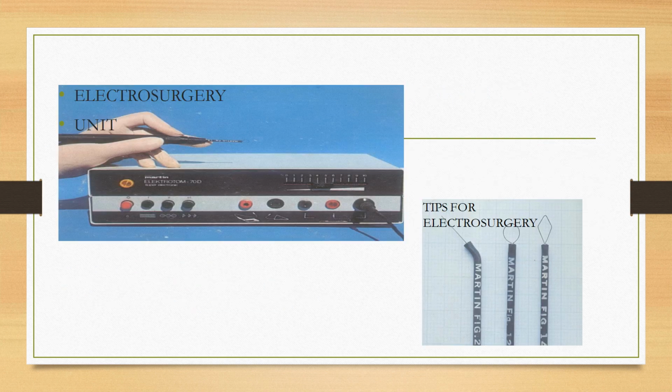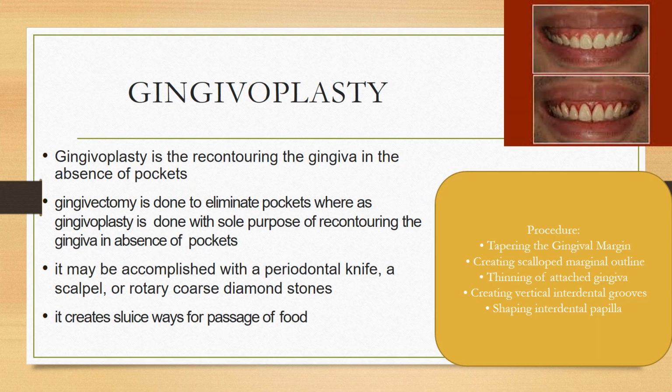So this is the electrosurgery unit, and these are the various loops for electrosurgery. There are tips for the loop, the incision blade, and the diamond loop. These are the different types of electrocautery tips. Coming to the subdivision, or you can tell it as a separate portion, there is gingivoplasty. It is always needed along with gingivectomy, or it is needed alone also.